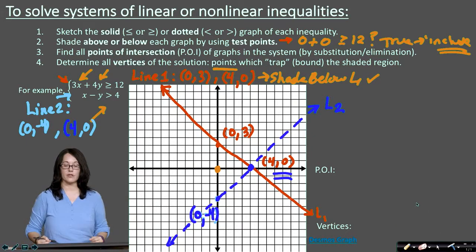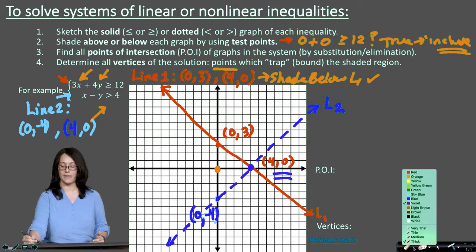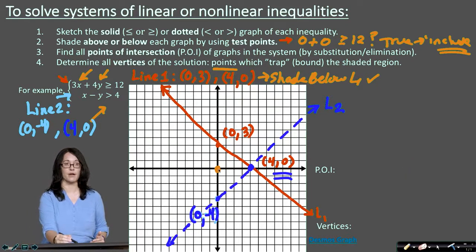Well, we need to know where line 2 shades. Do I shade above it or do I shade below it? So remember the idea of test points? Pick any point which is not already on your graph. 0, 0 works for me. That's not on the graph, is it?